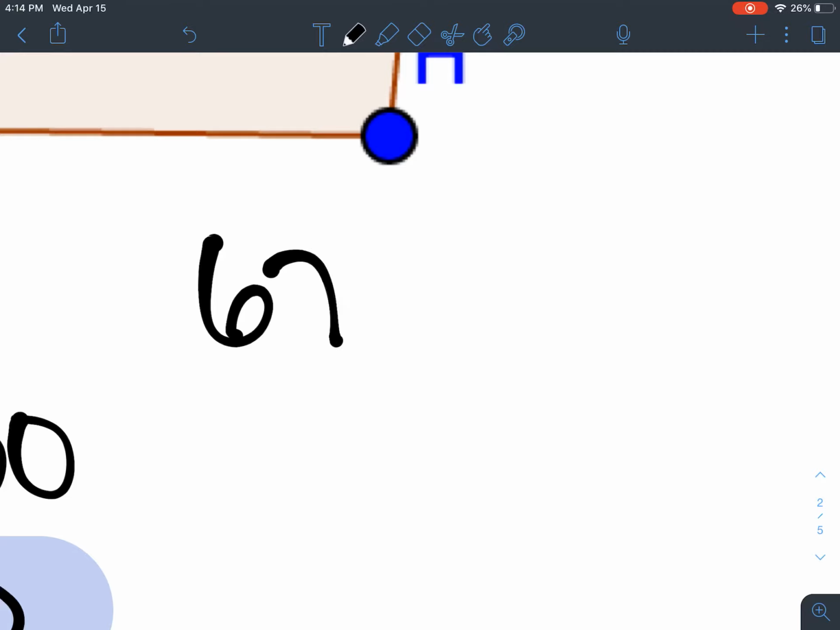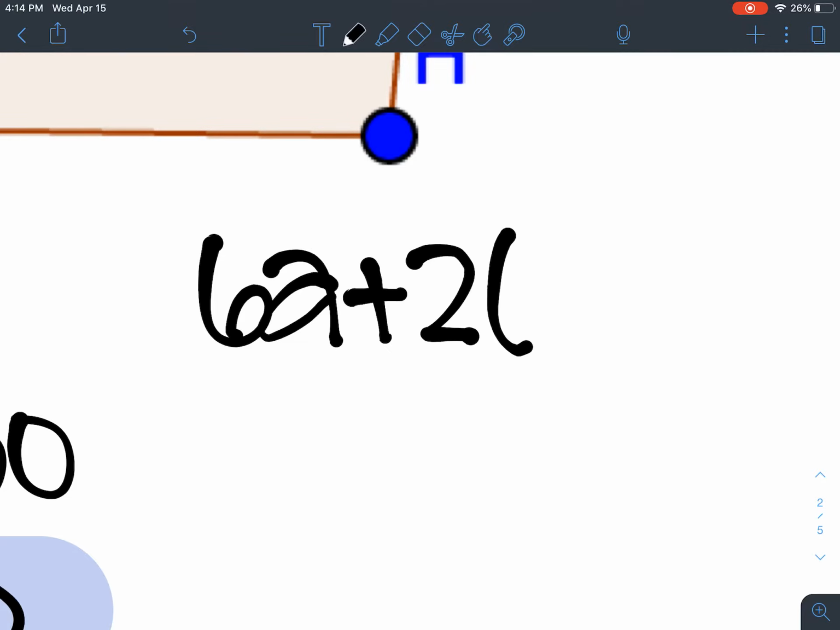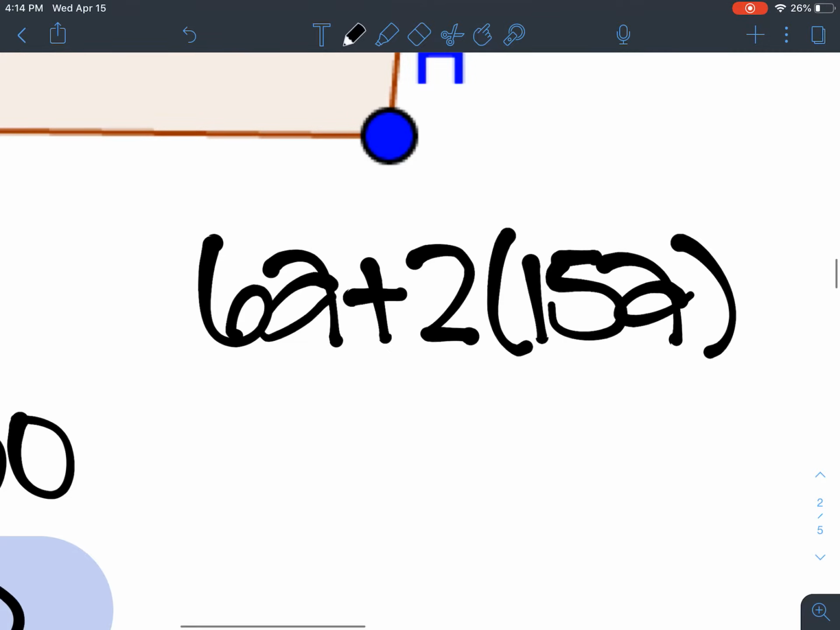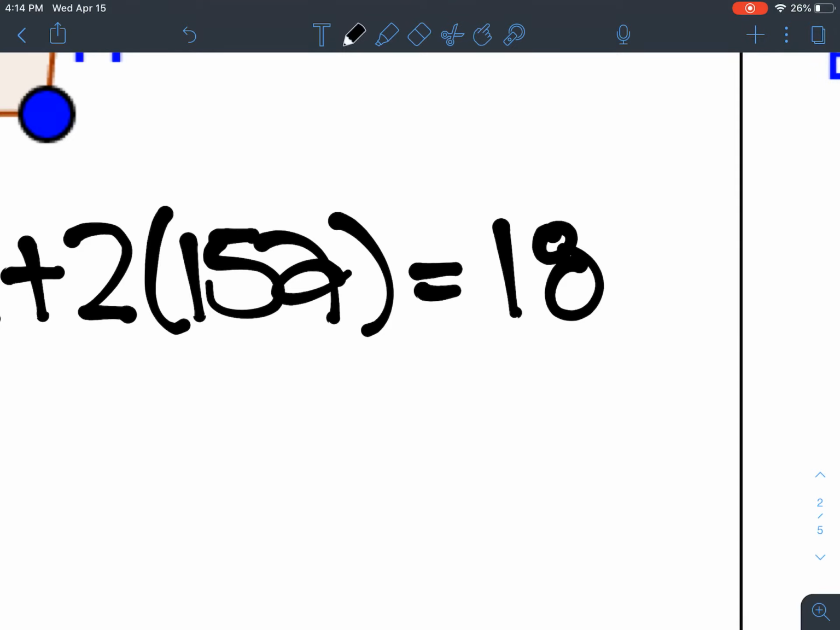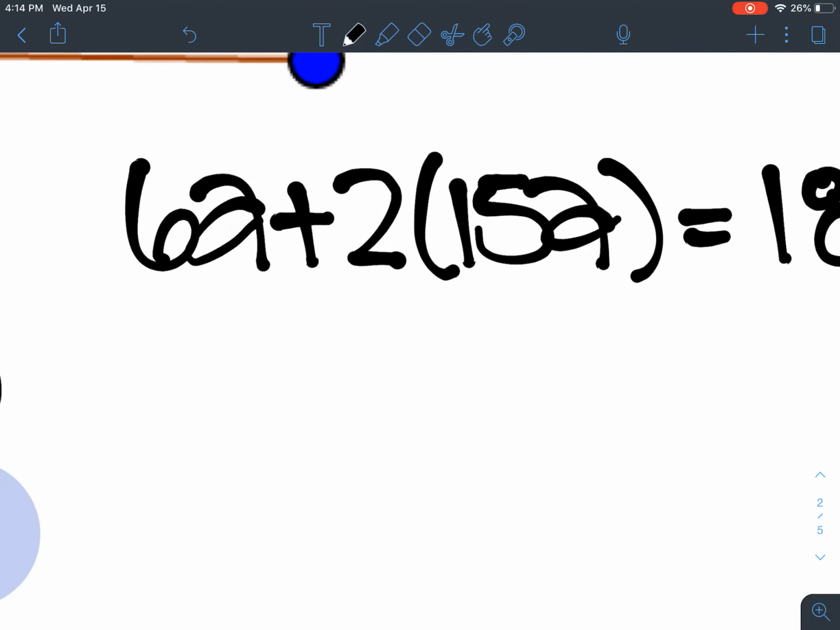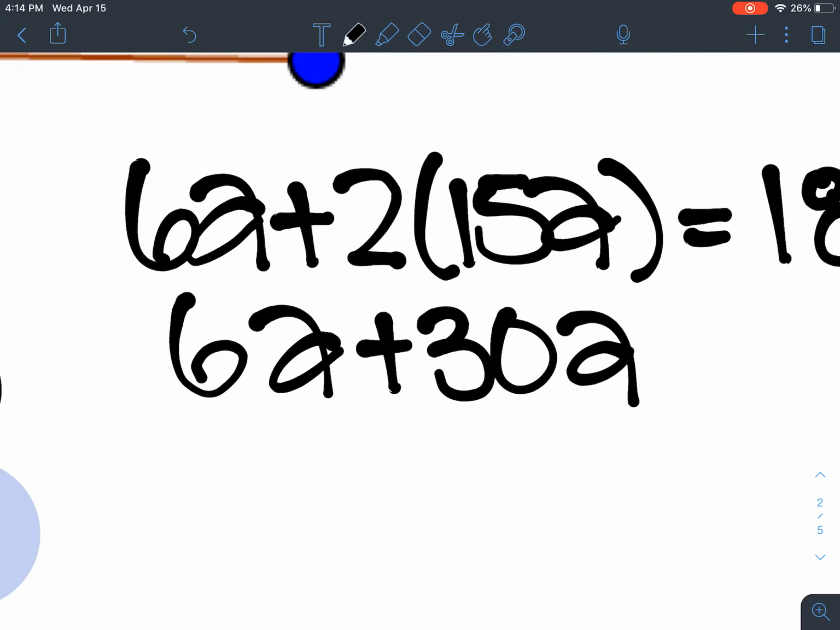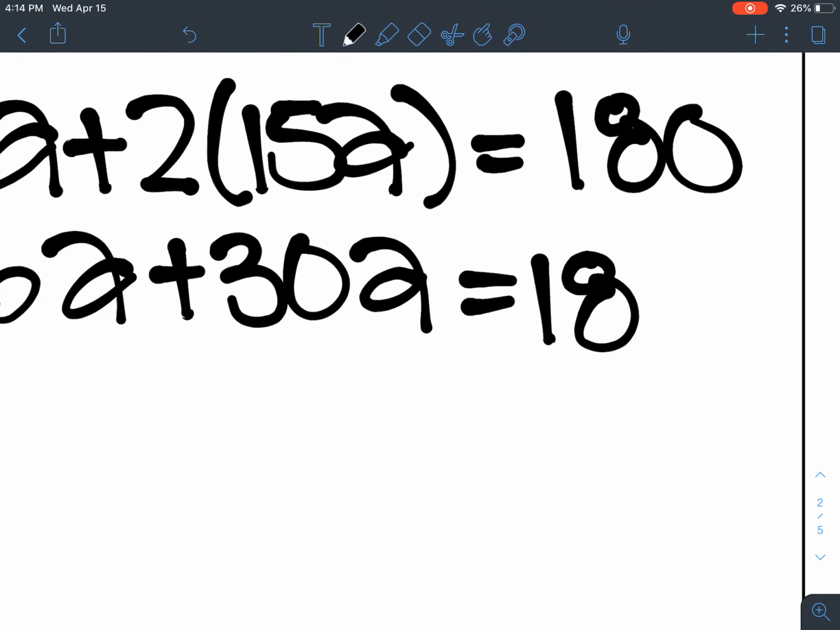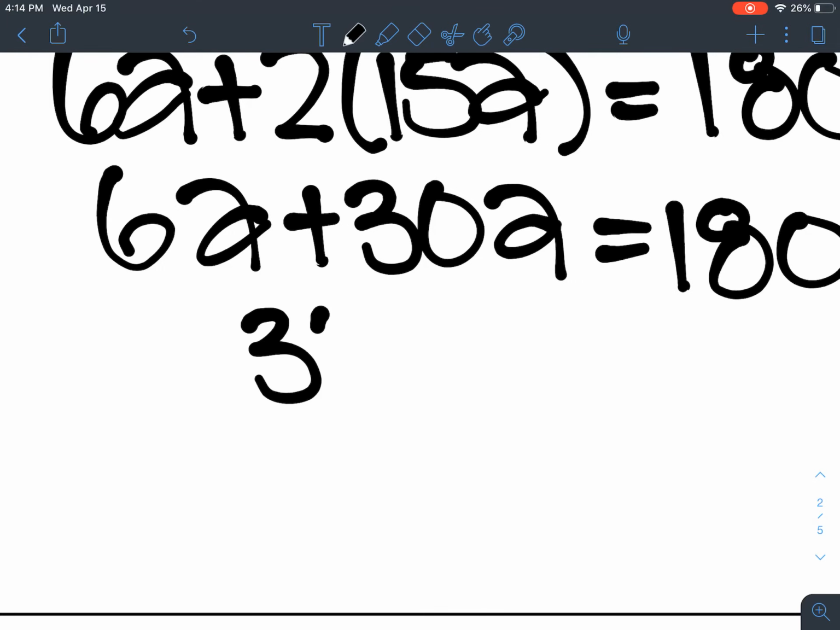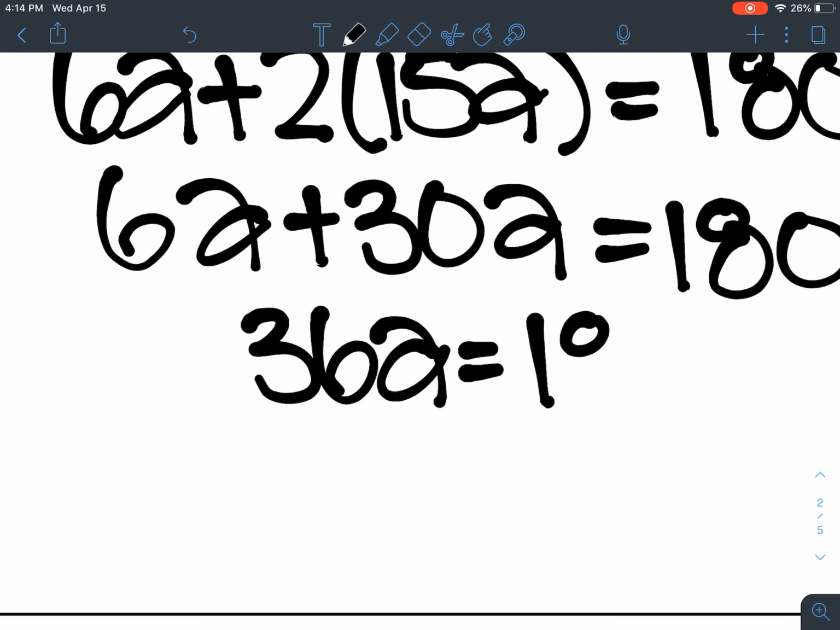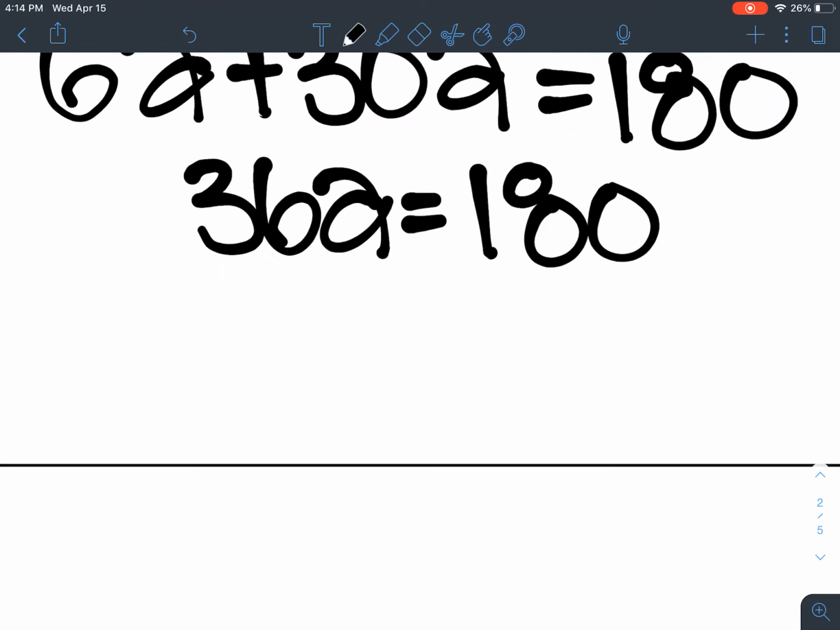So what I'm going to get is 6A plus 2 times 15A, and that's going to be equal to 180. And I'm going to solve for A. So I'm going to get 6A plus 30A is equal to 180, which means that 36A is equal to 180. And then if I solve that, I'm going to get A is equal to 5.